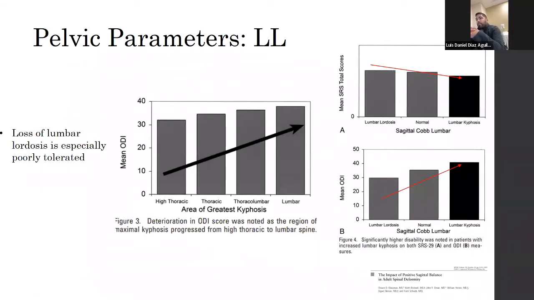Now, when discussing lumbar lordosis, we need to understand that data coming out of various groups, including the International Spine Scoliosis Society, shows that the loss of lumbar lordosis is especially poorly tolerated. Areas of kyphosis within a large cohort of patients generally do increase the overall ODI, but the least tolerance occurs within the lumbar spine, where once kyphosis progresses, it leads to worsened SRS as well as ODI scores, suggesting that the body truly wants to maintain a harmonious curve and includes lumbar lordosis rather than lumbar kyphosis.